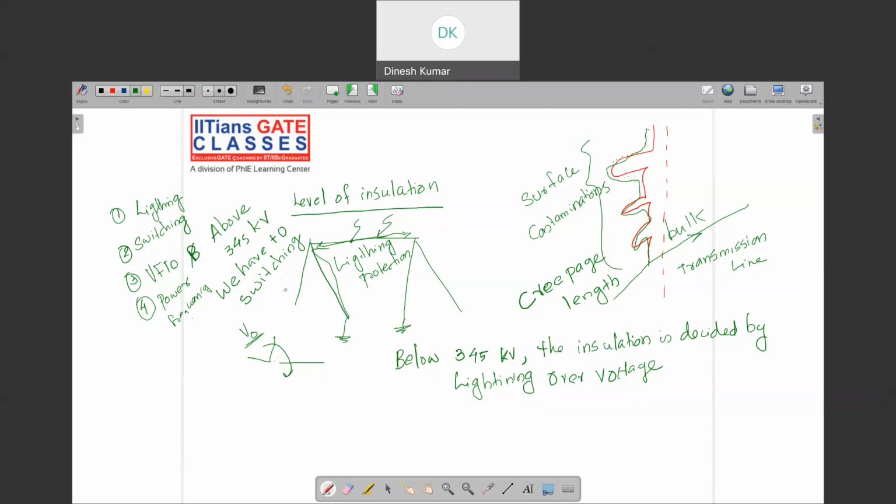So I hope you understand what insulation is. In the next class, we will be looking at the string of insulators, and the different strings of insulation. Then we will look at the sag and all the things related to the transmission system. Today we will be looking mostly at the electrical characteristics of the transmission system.